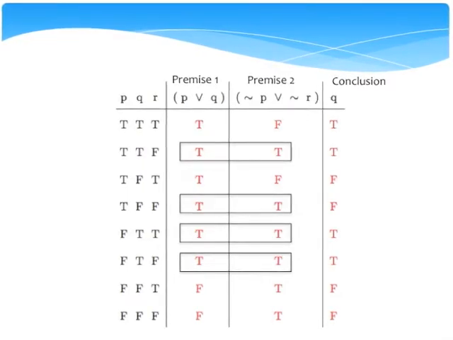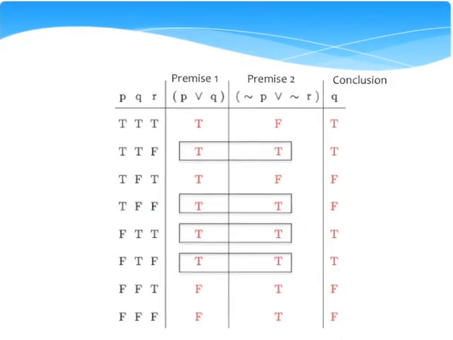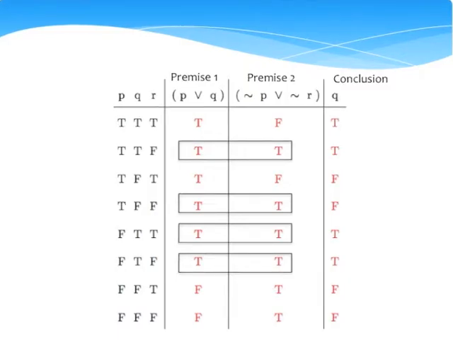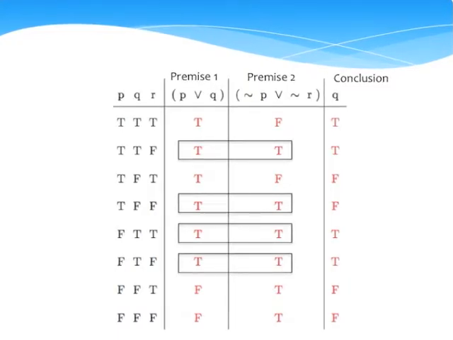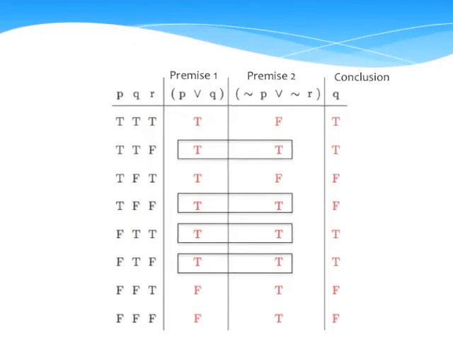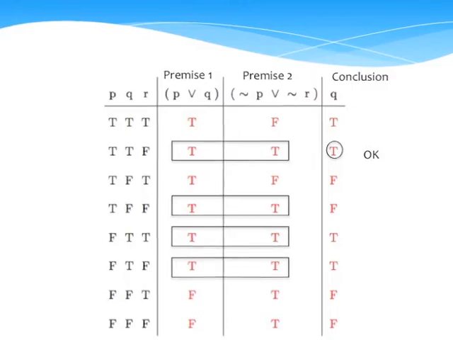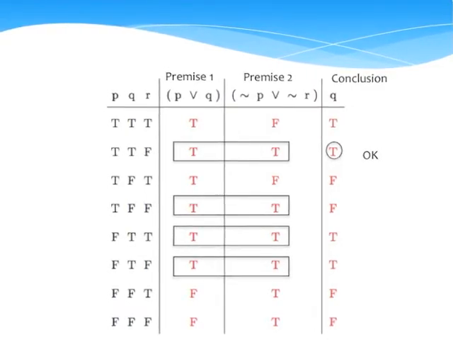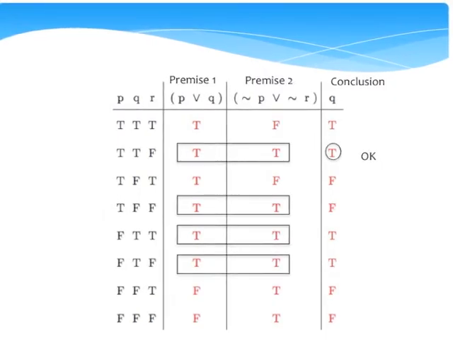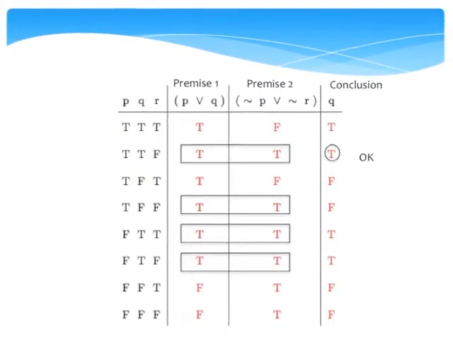And so first, we look for rows in which all the premises are true. So we have that our second row, our fourth row, our fifth row, and our sixth row have all of the premises true. Now the question is, is the conclusion false at any of these rows? Well, let's look at the second row. The premises are true, but also the conclusion is true, so that's okay. It doesn't constitute a counterexample.